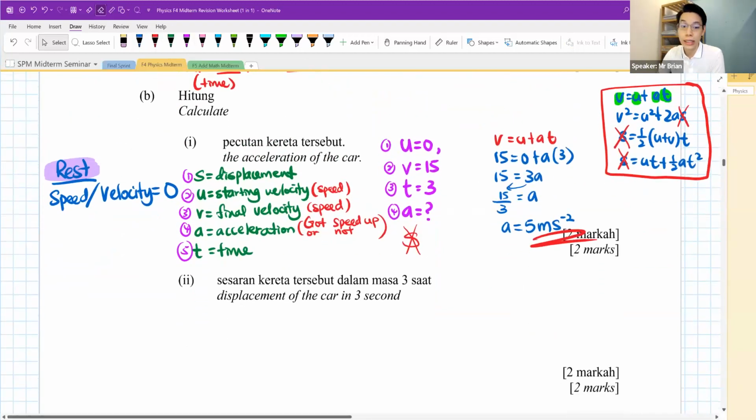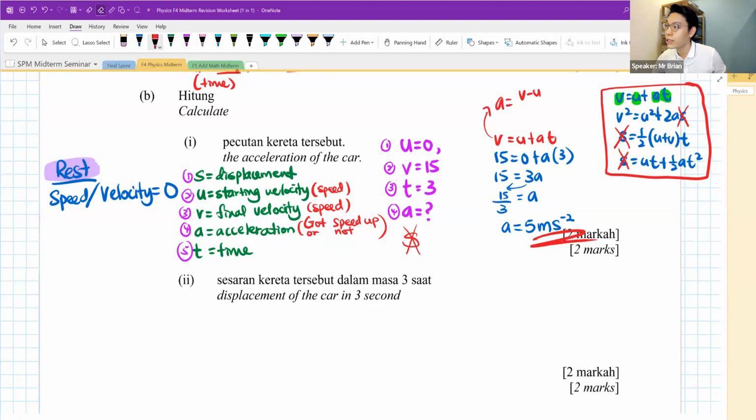Now we will try and see, can we use A equals V minus U over T? Yes, you can. This formula is given. Don't worry. Somebody asked if we can use A equals V minus U over T. Can. They are actually the same, you know. They just rearrange some of the symbols. So in one, A is the subject, the other one, V is the subject. But they are the same actually.